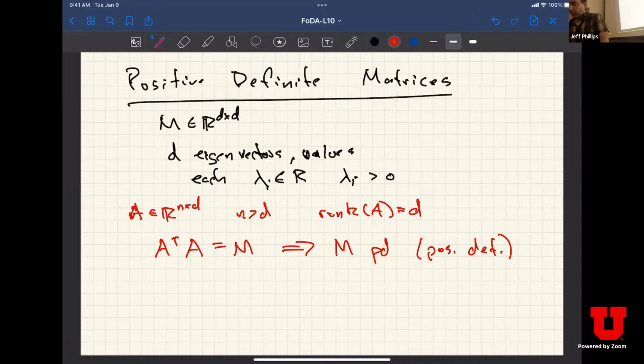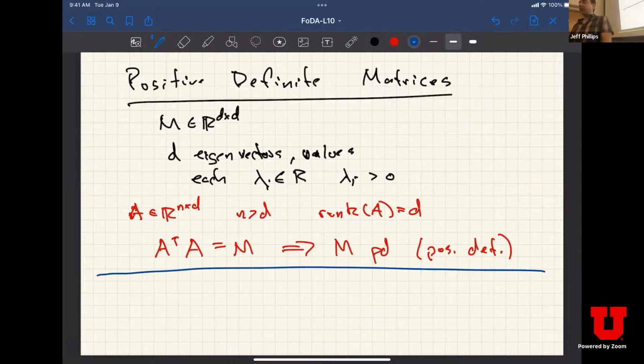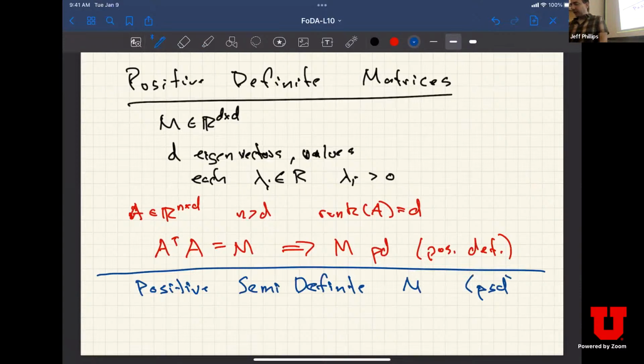All right, this is basically what you'll need to know about these. There's one variation I'll just mention here: positive semi-definite. Okay, so matrix M, I often will call PSD.